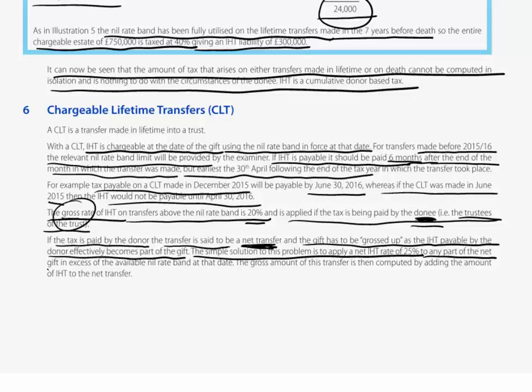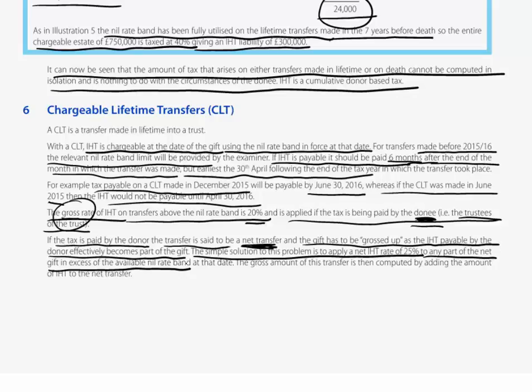Now, the easy way of doing this is to apply a net rate of IHT, one of 25%, to any part of the net gift that exceeds the available nil rate band. Whether it's gross or net is entirely irrelevant until you go above the nil rate band. While you're in the nil rate band, there is no tax. Nobody's paying any tax, not the donor, not the donee. There is no gross or net. So only when any part of any CLT exceeds the then available nil rate band will there be a tax charge. It is then that we need to answer the question, who pays the tax?